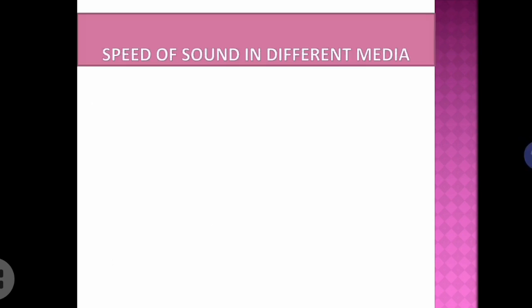Now you know sound travels in different media. That means sound can travel through solids, liquids and gases. So can the sound travel with the same speed in all these three media? Any idea?